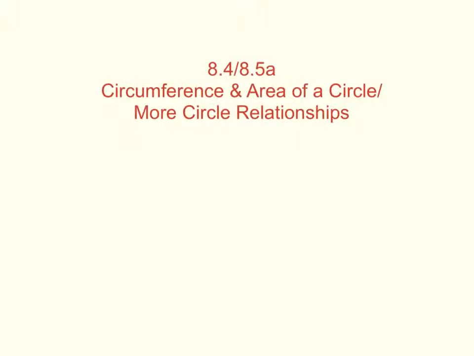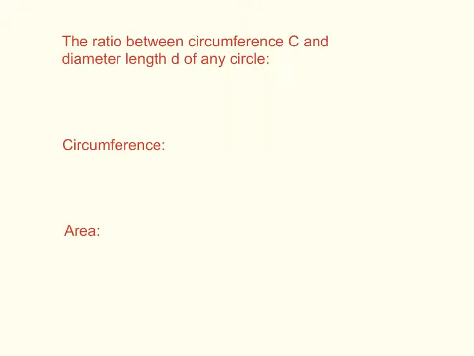Okay, 8.4 and 8.5a, we're talking about circumference and area of a circle as well as circle relationships. All right, so this is a cool thing. The ratio between circumference, C, and diameter length, d, of any circle is actually just pi. So if I take my circumference and divide it by my diameter, every time you're going to get pi.